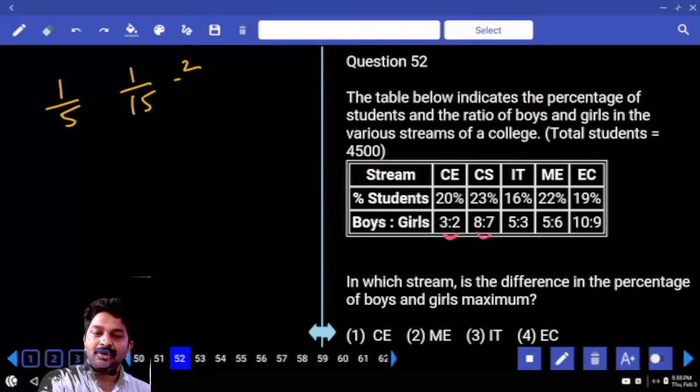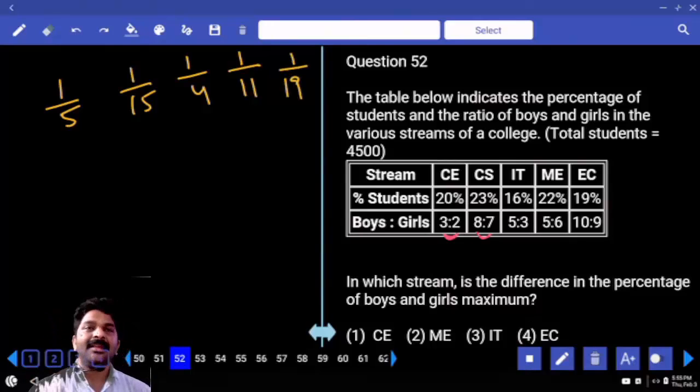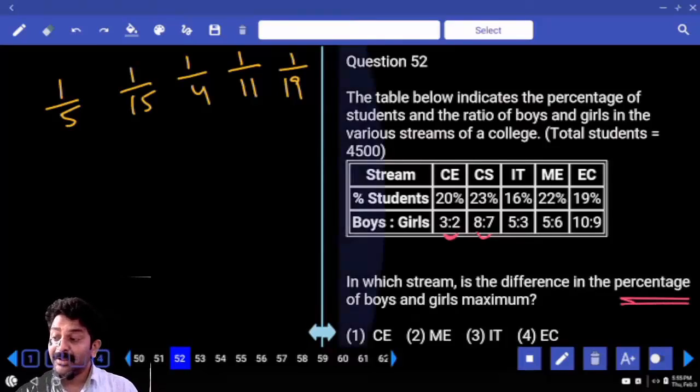Next. 2 out of 8. Simplified form? 1 by 4. Next. 1 by 11. Next. 1 by 19. These are all fractions. But now we have to convert into percentage.